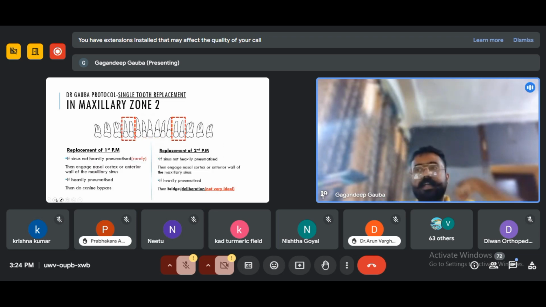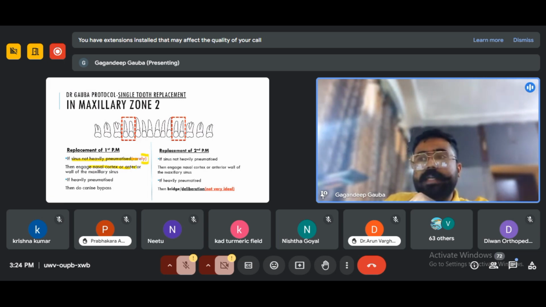The next is the single tooth replacement in zone 2. Zone 2 involves the first and second premolar, right? So in replacement of the first premolar, if the sinus is not heavily pneumatized, which rarely happens, we will engage the implant in the nasal cortex or anterior wall of the maxillary sinus, right?